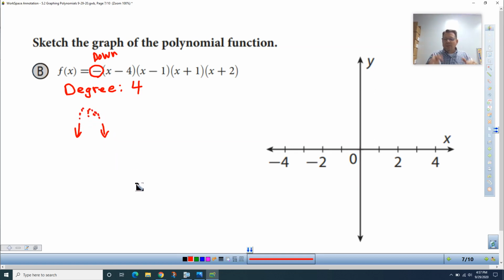But it's going to be both down, okay? So then I got my x-intercepts. So we got one at 4, right? Positive 1. Okay, that's positive 1 plus minus 1 be 0. Then negative 1, and then negative 2. Okay, those are my zeros, my x-intercepts.